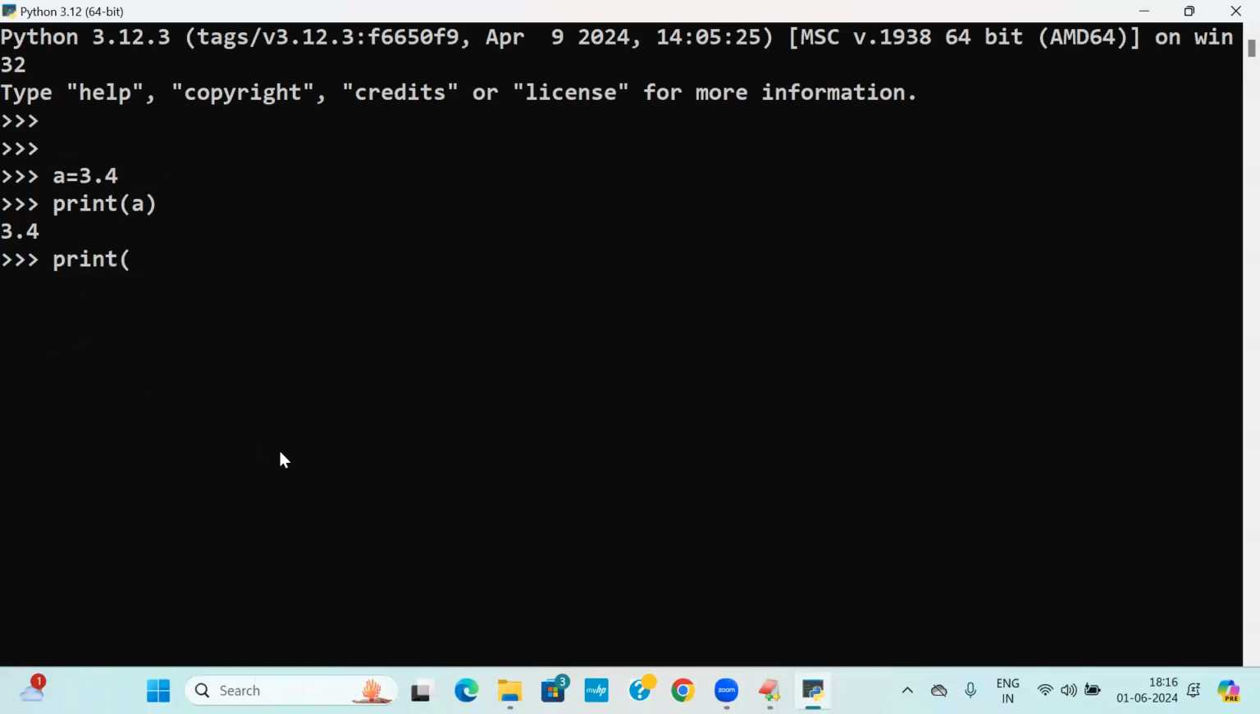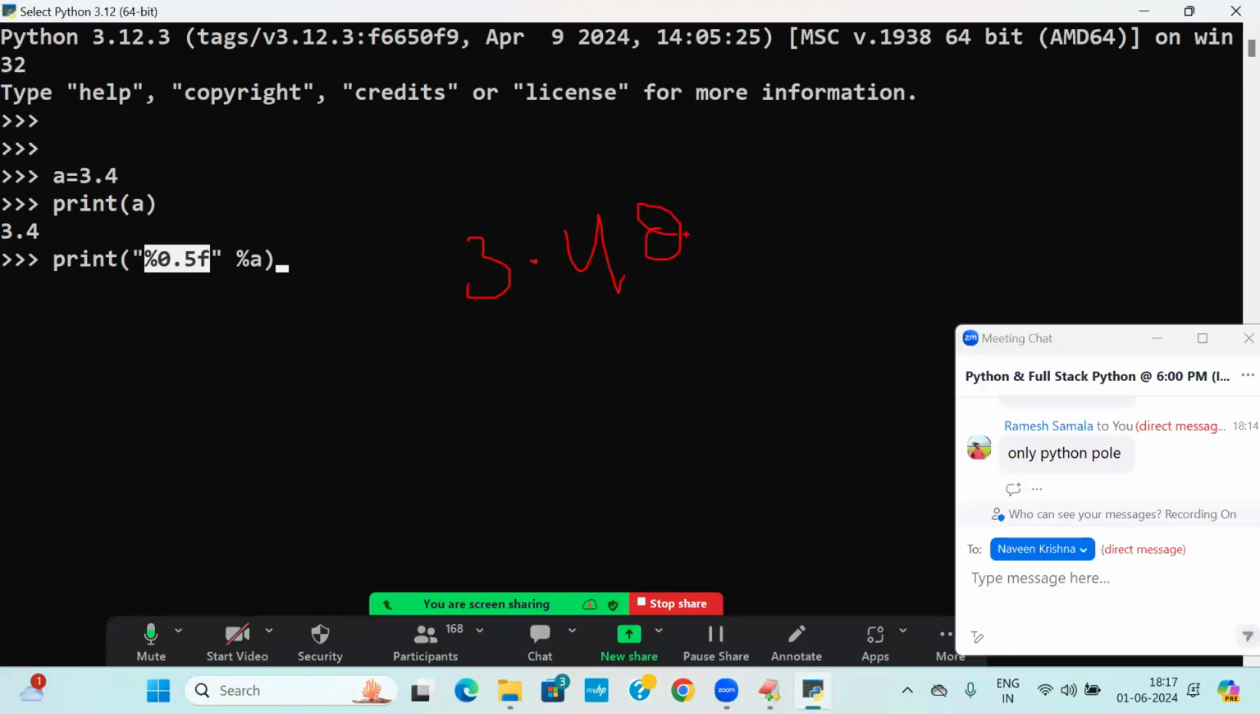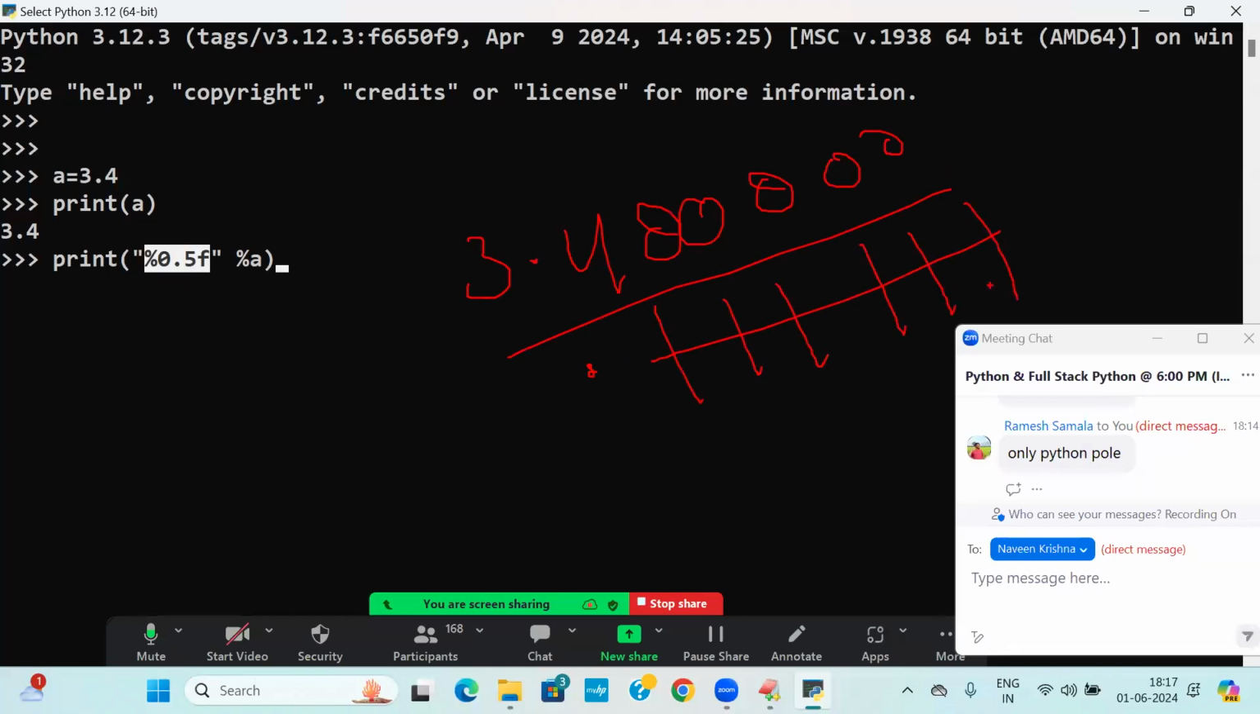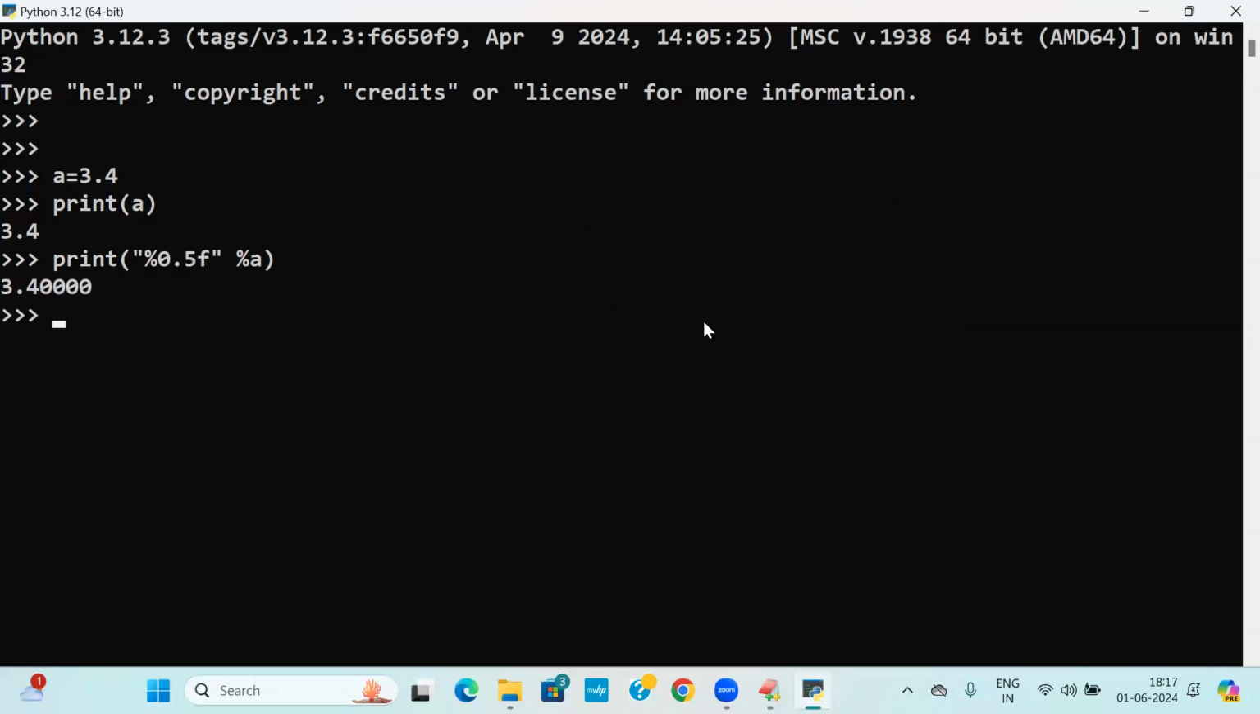Print it with more digits: percent 0.5f of a. As you know already, when I say percent f, it prints 3.400000. That means after the dot, by default, it will print 6 digits. Totally how many printed here? In this case, generally it will print 6. I showed you in the beginning during the float time.